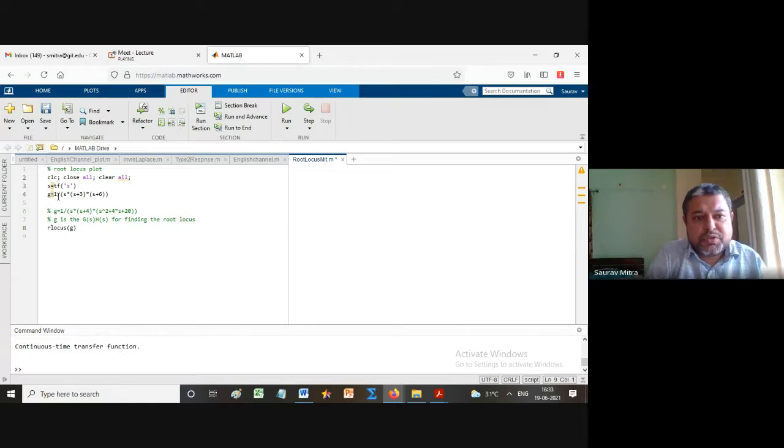So now G has to be a transfer function of S only. Here this S is not an alphabet S. Here S means it is S Laplace का S. That's why we are writing this line, S is equal to TF of S. As soon as you are writing S is equal to TF of S, this is understood that this S is equal to Laplace. So same thing can be done by Simulink.